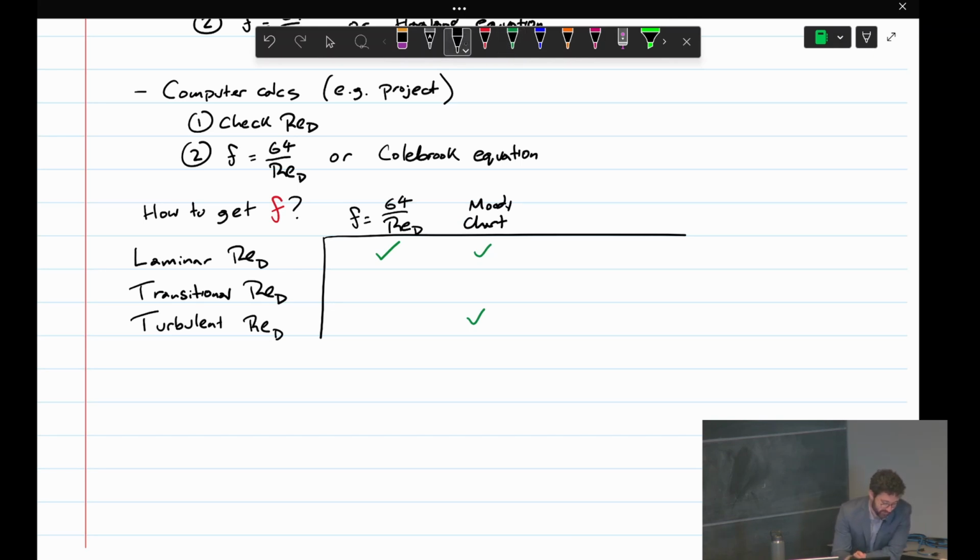By the way, these are not my recommendations. This is just what's actually valid. The Colebrook equation is only valid for turbulent flows. That's the same for the Haaland equation.